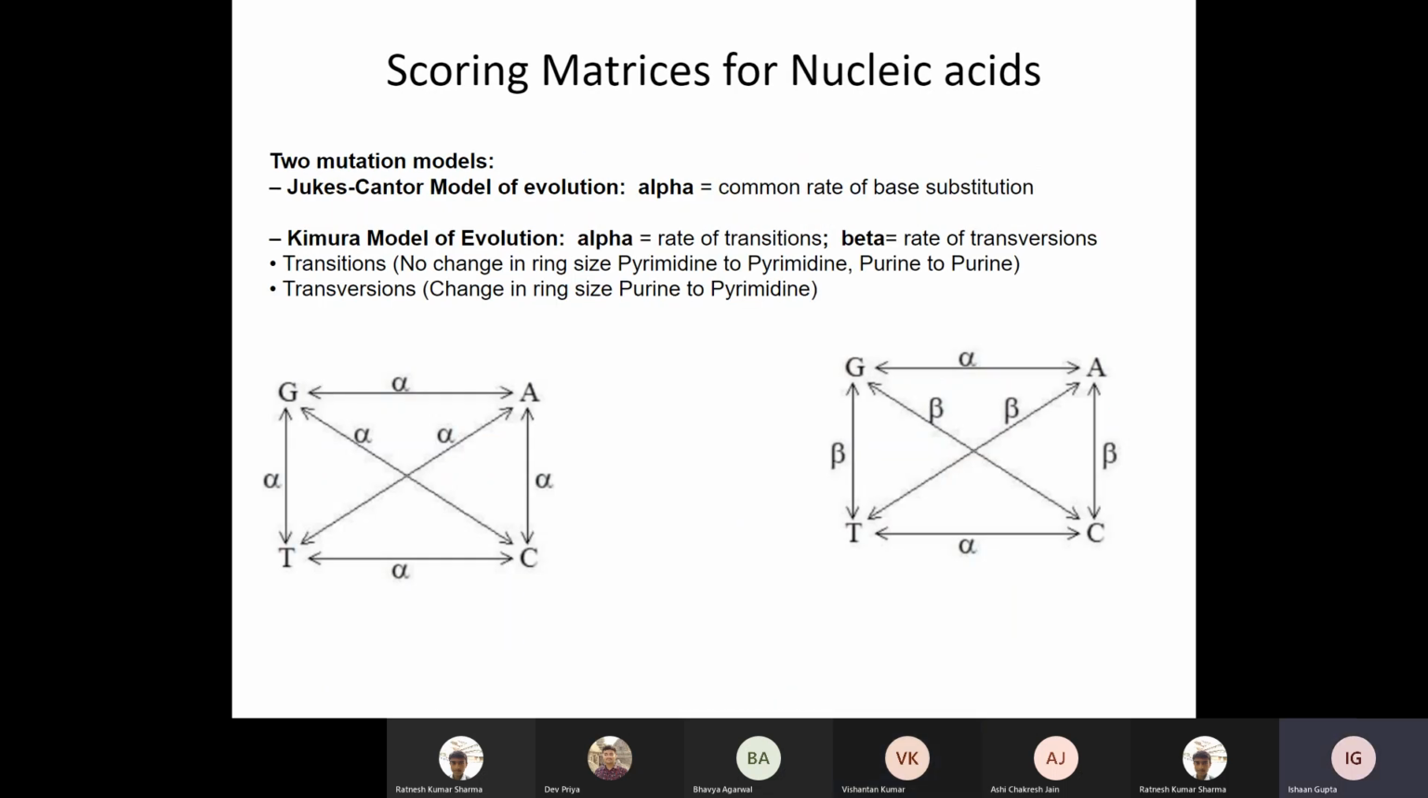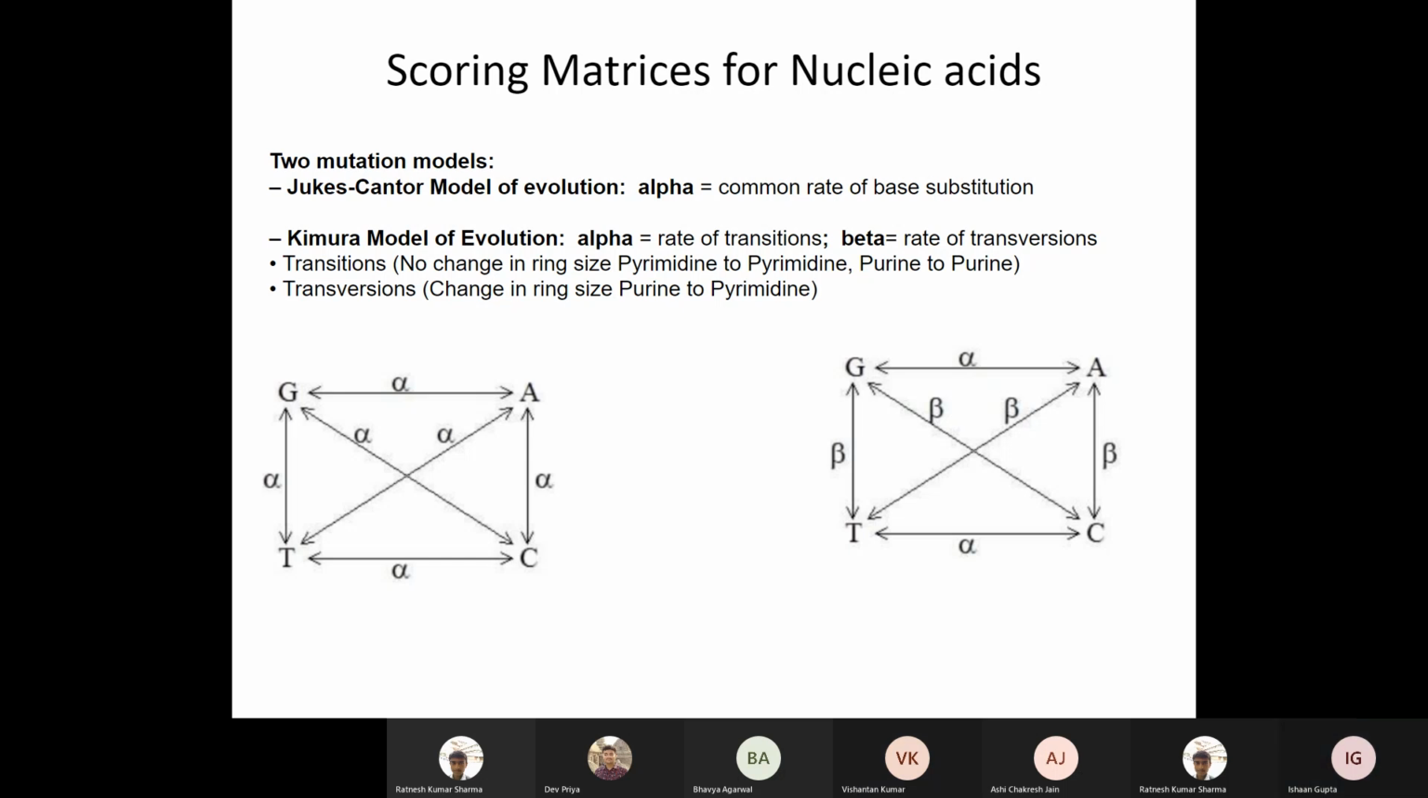Yes, sir. One more thing: these scoring matrix models are just for comparing evolutionary similarity, not the functional similarity. There are other matrices based on three-dimensional structural conservation and functional similarity, which people are now working on. Fine, sir.